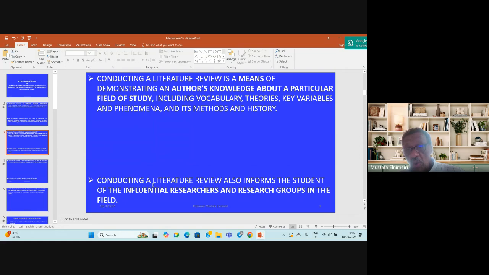Conducting a literature review also informs the student or the candidate or the investigator who the prominent figures in the field are, and which research groups have the upper hand in publishing articles and textbooks, for example, or conducting important research work relevant to the topic.